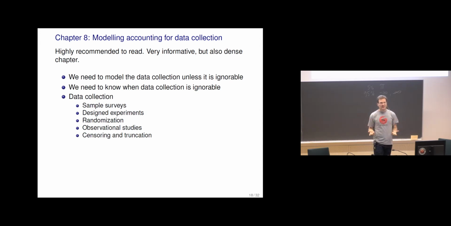Designed experiments, like in medical experiments, are where we can actually choose what the treatment is. And the randomization there also determines who gets the treatment. It's not just that the doctor would decide themselves. The randomization helps to make part of that data collection ignorable.